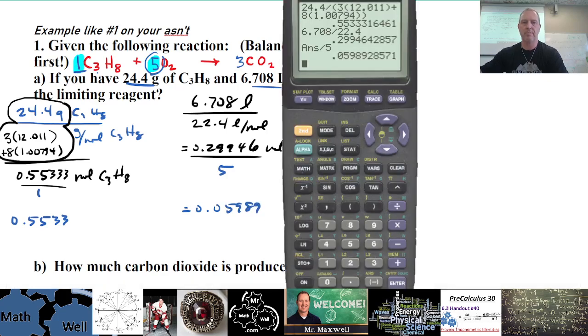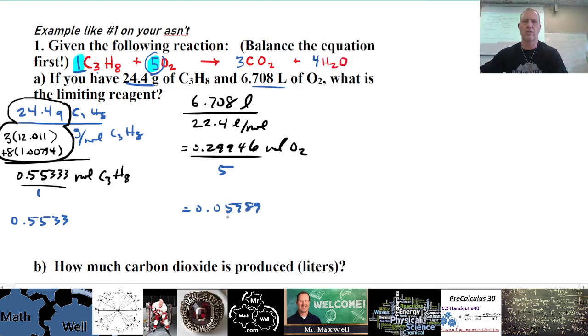0.05989. Okay, so this is 0.55, right? 0.55, and this is 0.05. Okay, obviously this is quite a bit smaller. See that? Quite a bit smaller. Therefore, O2 is the limiting reactant. Okay, that's how you know.